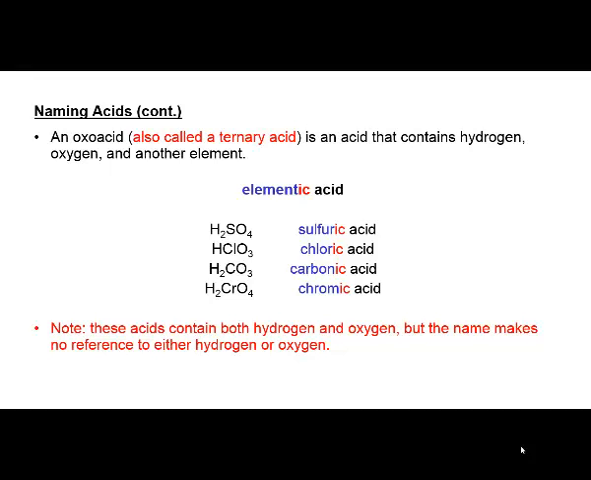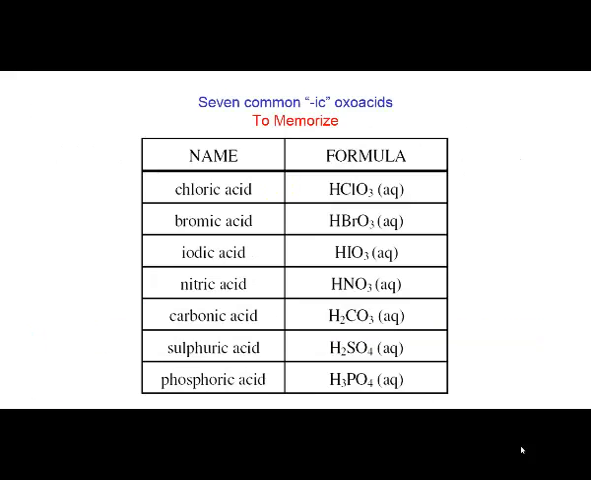Now sometimes you've been hearing me say oxo acids. They're also called oxyacids on occasion, so you may hear either one. Now there's a few common -ic acids you should know. I'm going to give you a list of 7 of them. We've already listed 4 here, so let's add a few to that list. So here we have chloric acid, bromic acid, iodic acid. Those all look pretty similar. And then I have nitric acid, carbonic acid, sulfuric acid, and phosphoric acid.